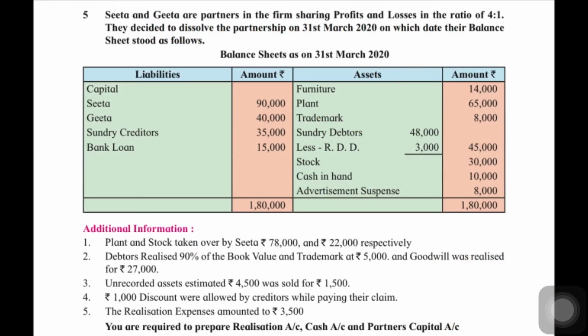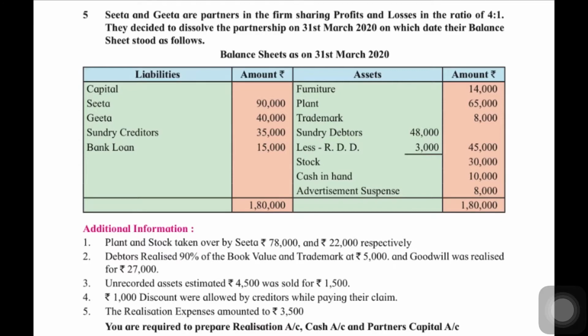Let's solve this sum today. Sita and Geeta are partners in a firm sharing profits and losses in the ratio of 4:1. They decided to dissolve the partnership on 31st March 2020, on which date their balance sheet stood as follows. So, balance sheet is given to us.